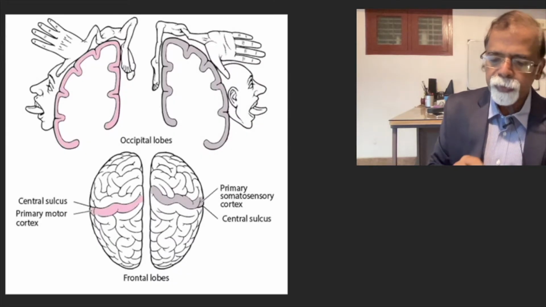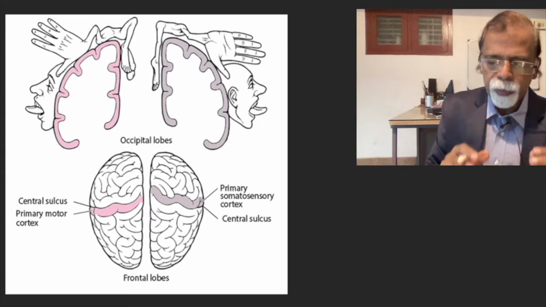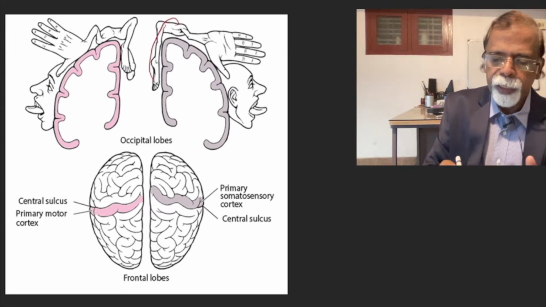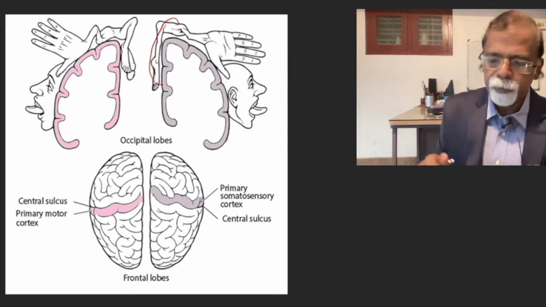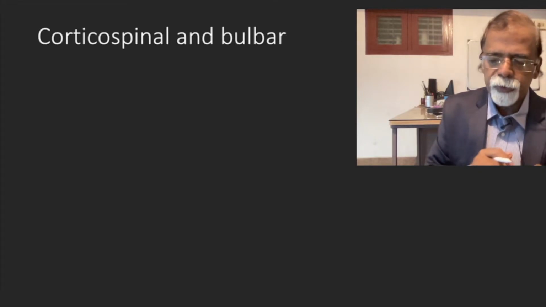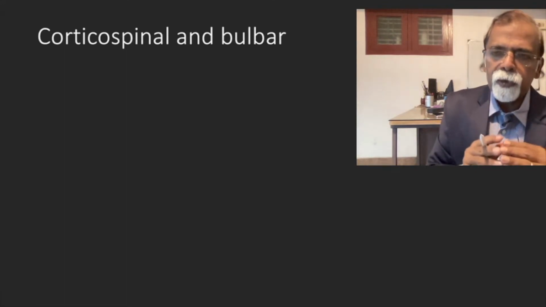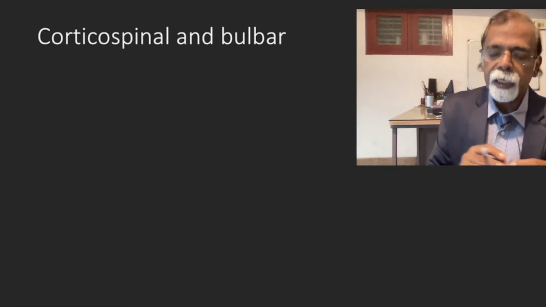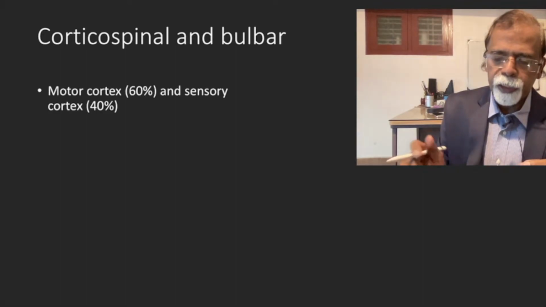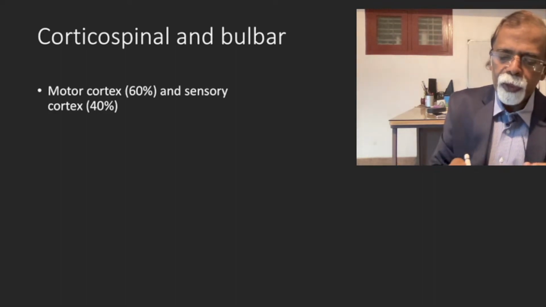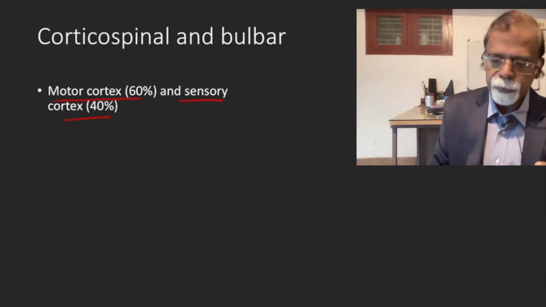Okay. And this is the homunculus we have discussed. The leg is in the medial aspect and the hands and face are on the lateral aspect. This should be kept in mind when you discuss upper motor neuron lesions producing weakness. One of the most important pathways controlling the movement is the corticospinal tract. So let us look in a little more detail. Of the corticospinal tract, 60% arises from the motor cortex and 40% from the sensory cortex, which we have discussed.